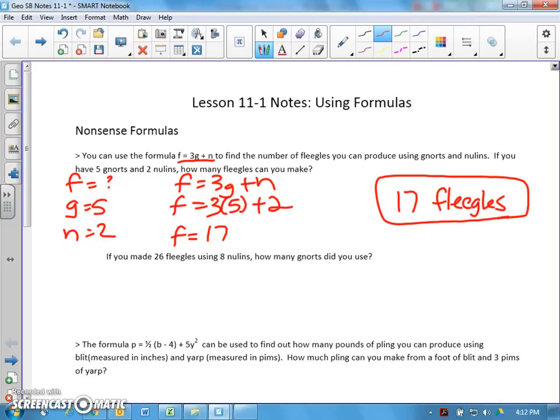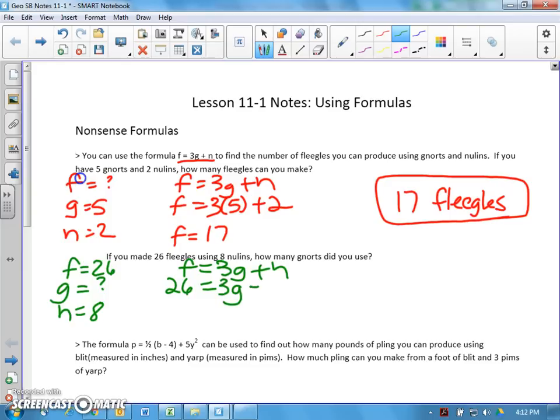All right, so let's look at the next one. This one tells us that we made 26 Flegels. We don't know the number of Norts, but we did use 8 Newlands. So when I write my formula, I'm going to substitute 26 for F. I don't know G, so I'm going to leave that as a variable. And N is 8. So when I go to subtract, I'm going to get 18. And then we divide, and we find out that G is 6. So to answer this, I would have 6 Norts.